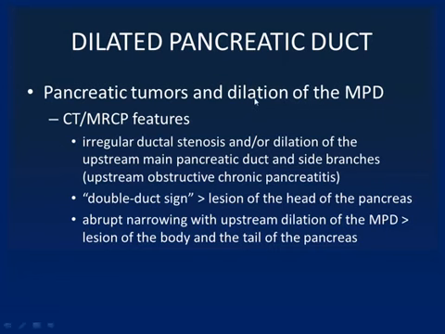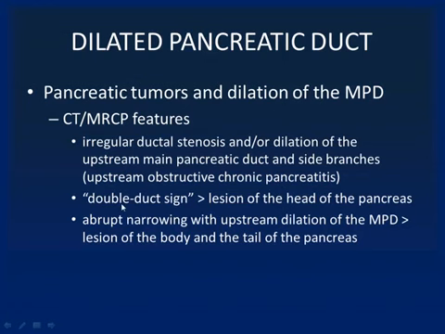Concerning pancreatic tumor and dilation of the main pancreatic duct, we see irregular ductal stenosis associated with dilation of the upstream main pancreatic duct and side branches because the tumor causes a chronic obstruction. So what we see is an upstream obstructive chronic pancreatitis in many of these cases.